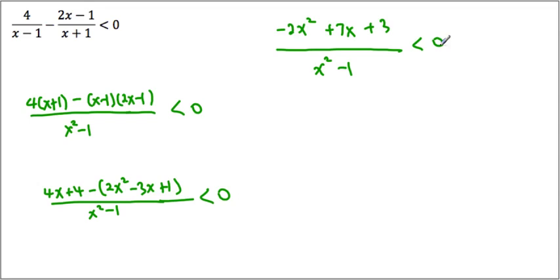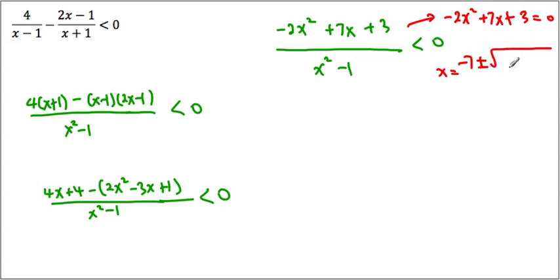So let's try to get a couple of things together here. First, making the numerator equal to 0: negative 2x squared plus 7x plus 3. That means x has to be equal to negative 7 plus or minus the square root of 7 squared, which is 49, minus 4 times negative 2 times 3, all over negative 4.